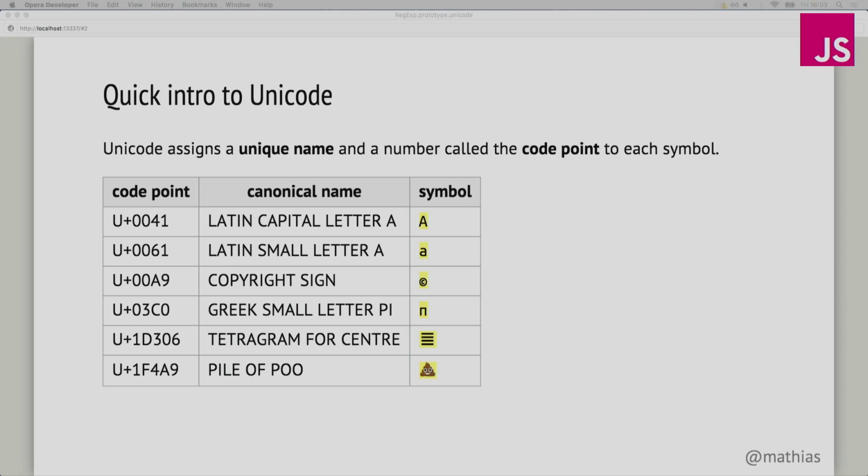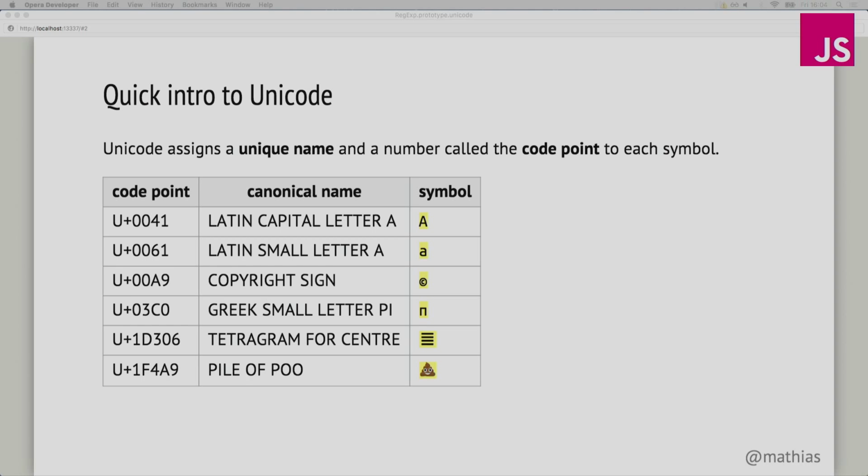So the easiest way to think of Unicode is kind of like a database that maps any symbol that you can think of to a unique name for that symbol and a unique canonical code point, which is a number for that symbol. So for example, you have the Latin capital letter A, which has the code point U+0041. And then the Latin small letter a, which is a completely different symbol, so it gets its own unique name and its own unique code point.